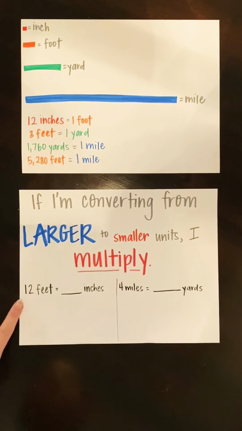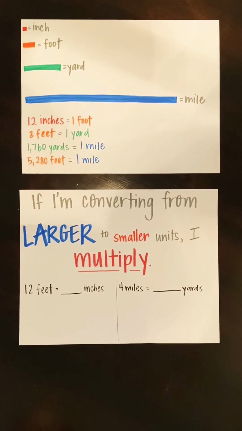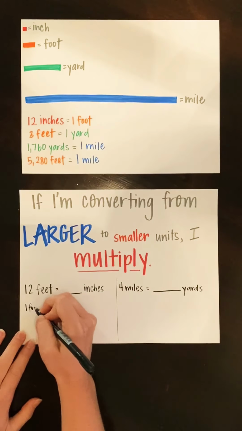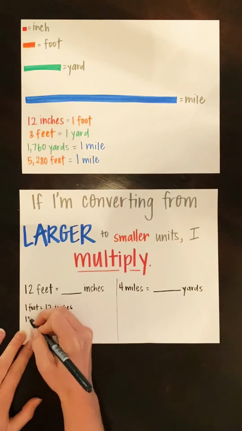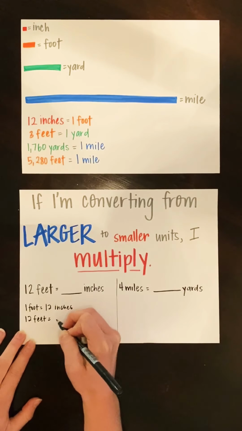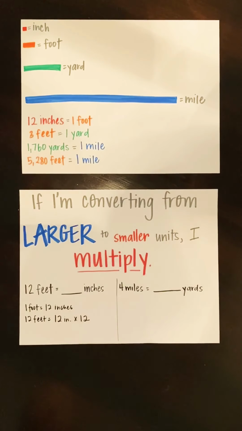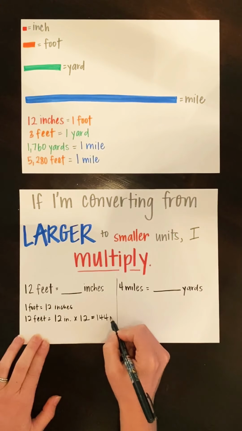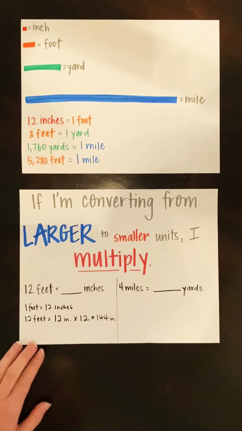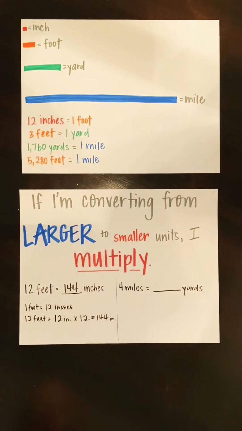So for example, if I wanted to figure out how many inches there are in 12 feet, well, I know that 1 foot is 12 inches. So 12 feet is going to be 12 inches times 12. And I could use multiplication to figure that out, or some of you already know that 12 times 12 is 144, and I'm going to put that label of inches. So 12 feet is the same as 144 inches.